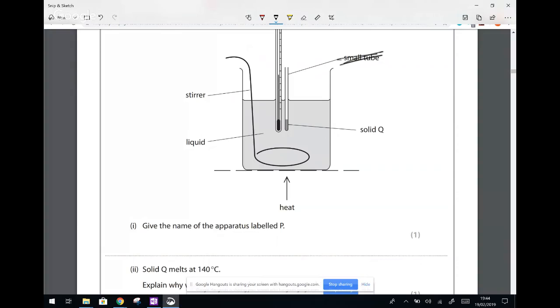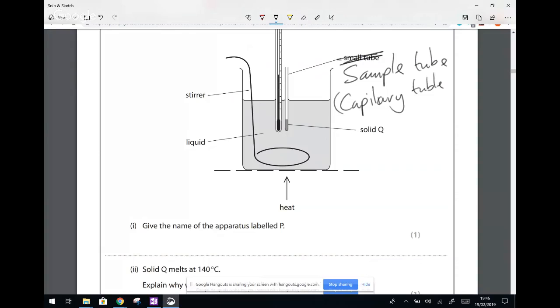Its proper name, that's rubbish. The name is called a sample tube, or even better, a capillary tube. A capillary tube, by the way, is incredibly thin. It's really, really skinny, super skinny.